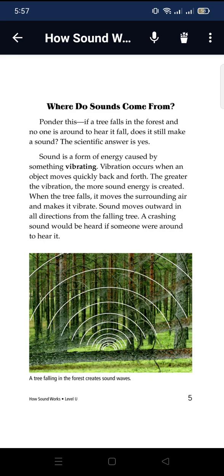Ponder this. If a tree falls in the forest and no one is around to hear it, does it still make a sound? The scientific answer is yes.